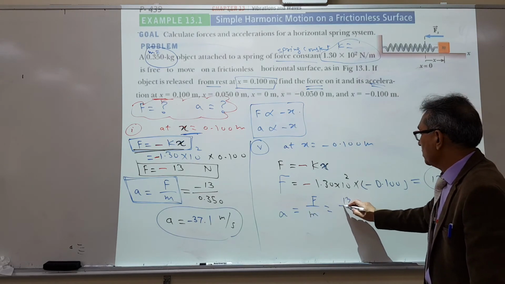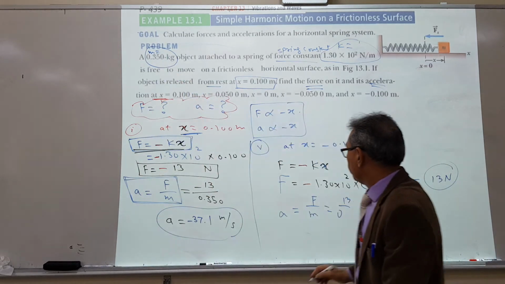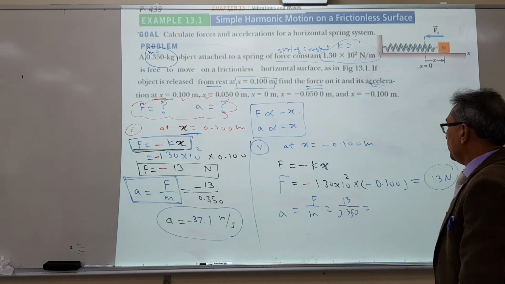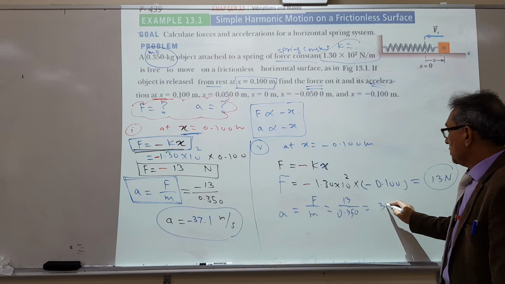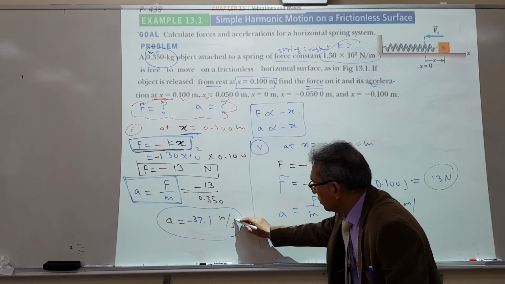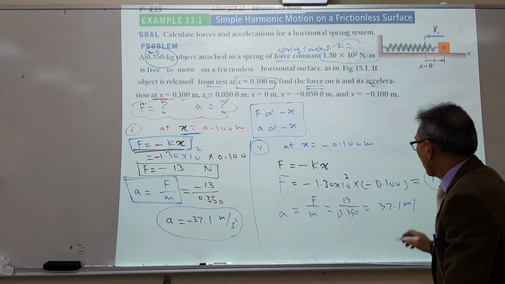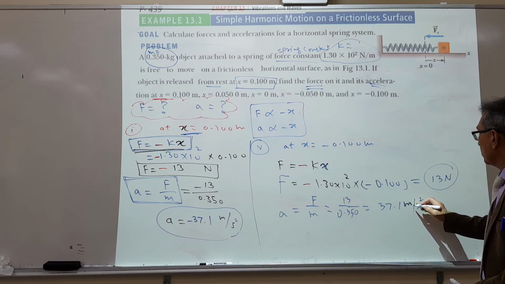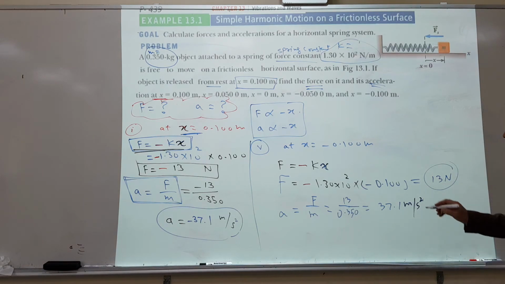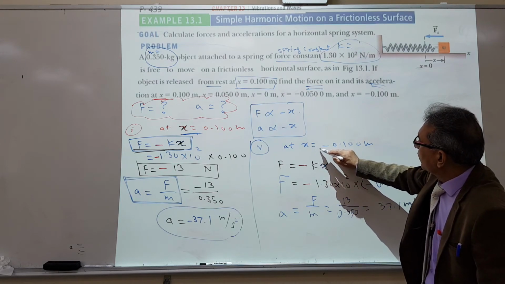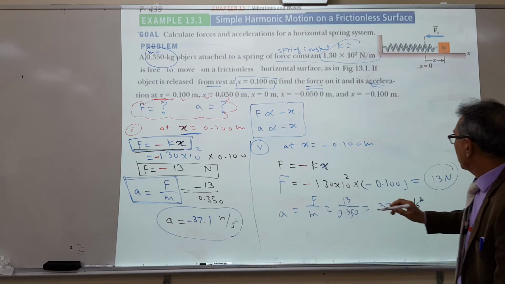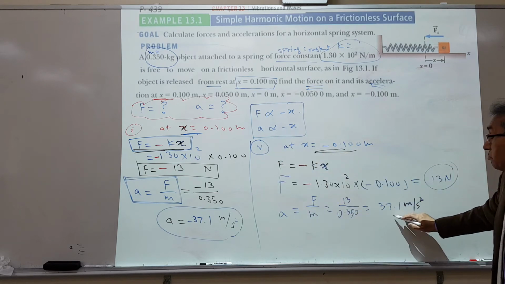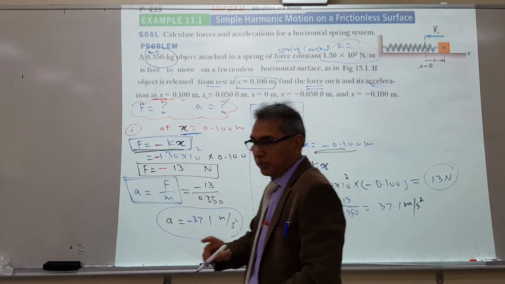So 13 Newton is your force, and acceleration is equal to force over the mass, 13 divided by the mass, which is 37.1 meter per second square. You see, when x is negative, force will be positive. When x is negative, a will be positive. This is what you have to keep in mind.